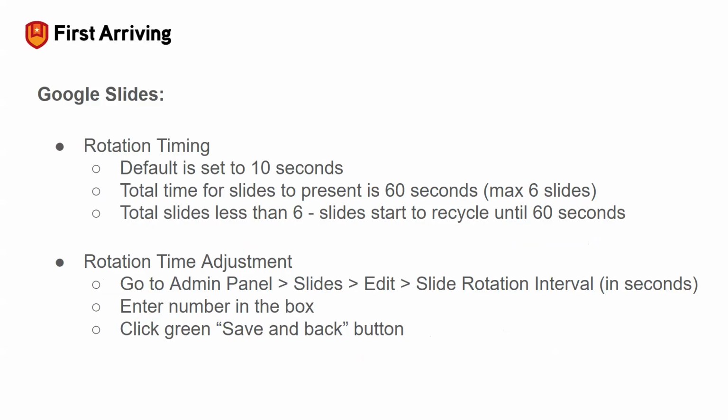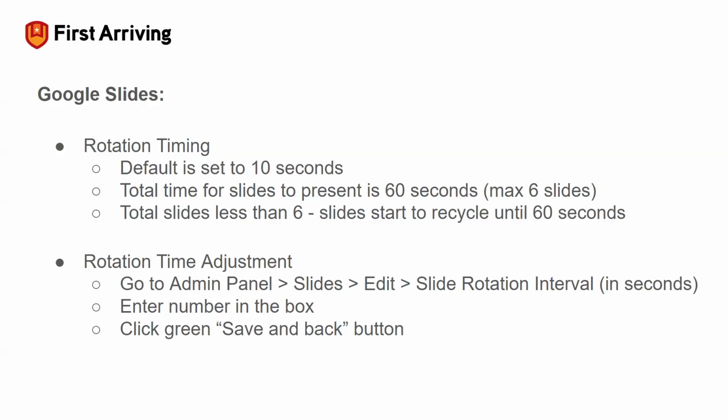By default, the slides rotate at 10 seconds per slide and show the images and content you have formatted there. The total time for slides to show on the dashboards is set to be 60 seconds, a maximum of 6 slides. When fewer than 6 slides appear, the system cycles back to begin again until that 60-second cycle has transpired.